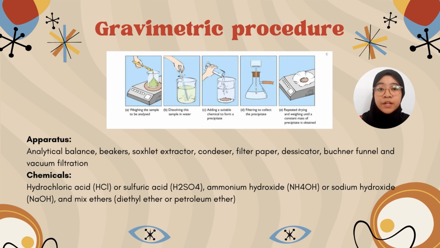So here I provide the gravimetric procedure pictures. As you can see, there are a few steps to do in this experiment. So I will let you know about the apparatus and chemicals first. Apparatus we use in this experiment are analytical balance, beaker, solvent extractor, condenser, filter paper, desiccator, Buchner funnel, and vacuum filtration. And for the chemicals, we use hydrochloric acid or sulfuric acid. We use sodium hydroxide or potassium hydroxide, and the mixed ether is diethyl ether or petroleum ether.